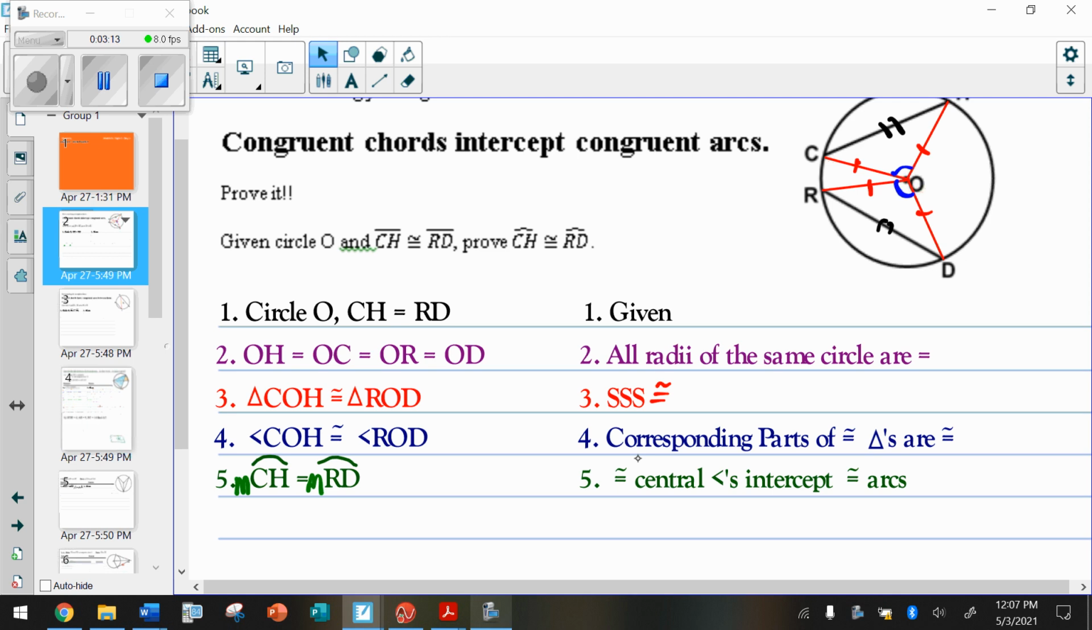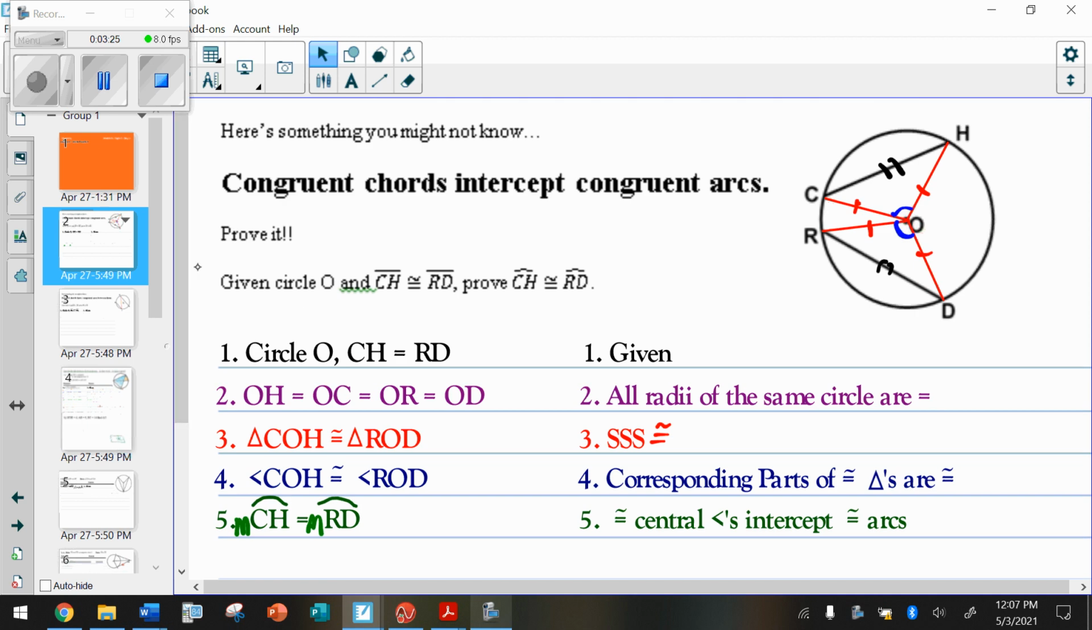So this just goes along to literally prove that congruent chords intercept congruent arcs because they would also make congruent central angles. We created the central angles in order to get to our proof, but it worked. When all is said and done, our congruent chords that we had to start with created congruent arcs. And in between, we had the congruent central angles. So they all go hand in hand.